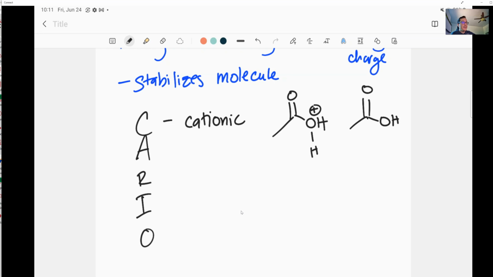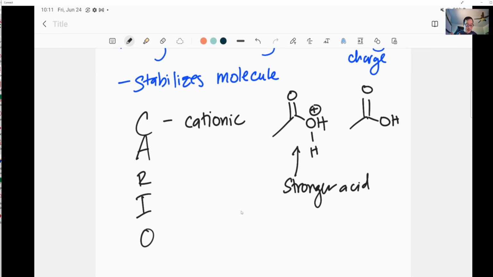Obviously, if your acid is cationic, removing a proton makes it no longer positive. You're removing a charge. Whereas normally when we're removing a proton, we're adding a negative charge. And so we're going to see here clearly this one's the stronger acid, right?